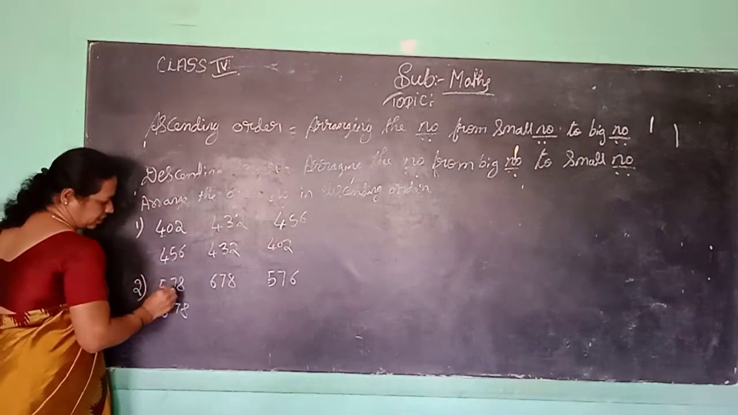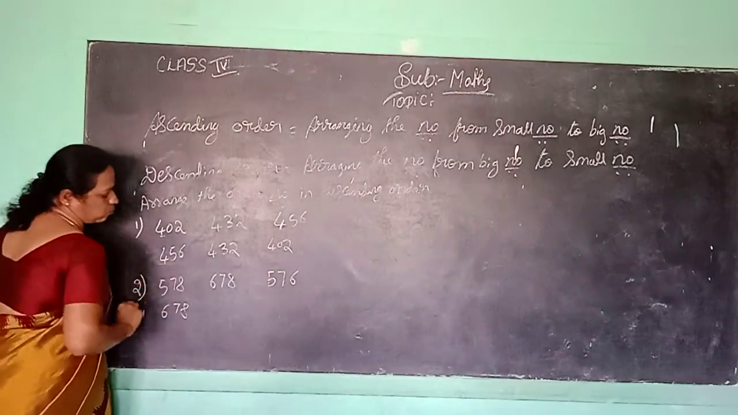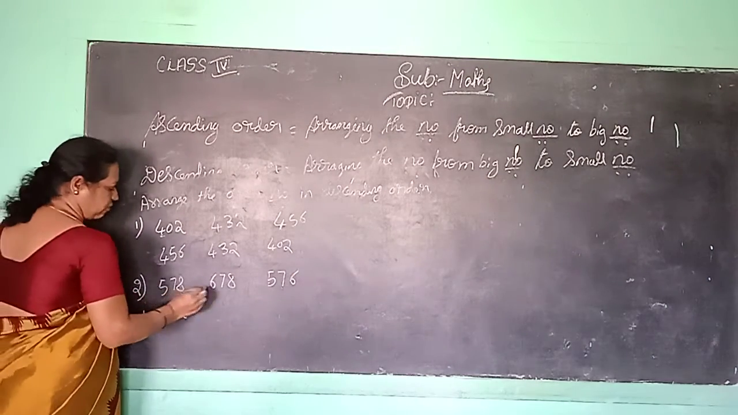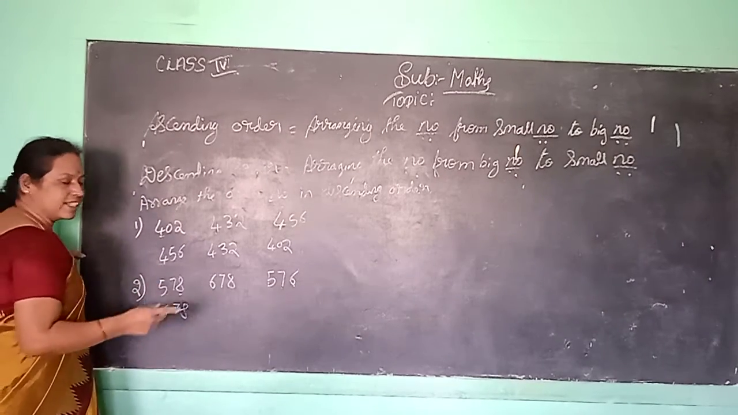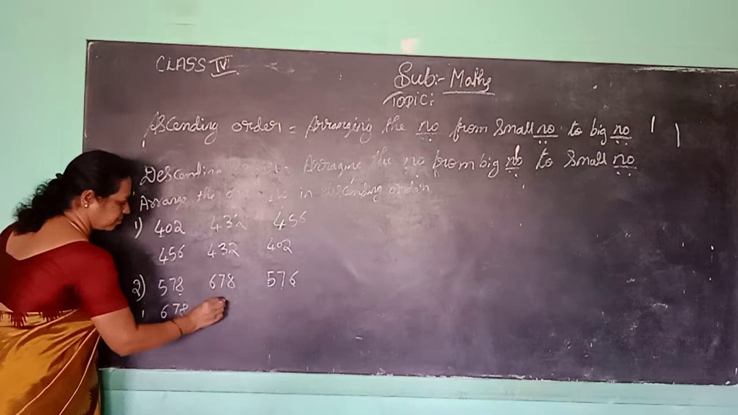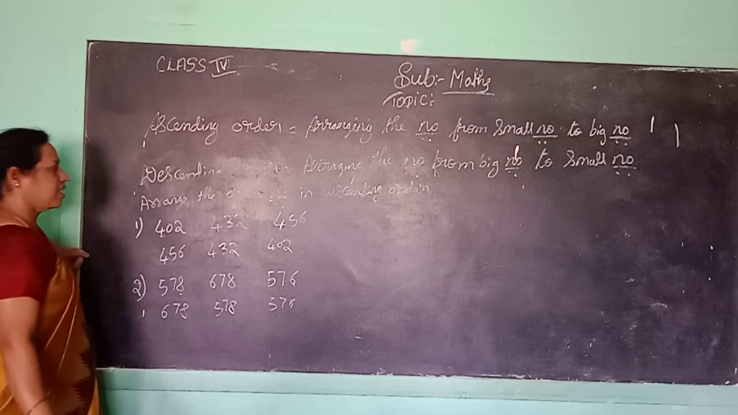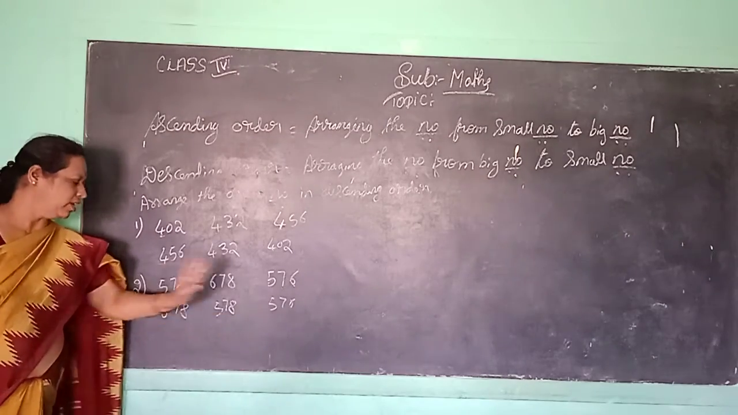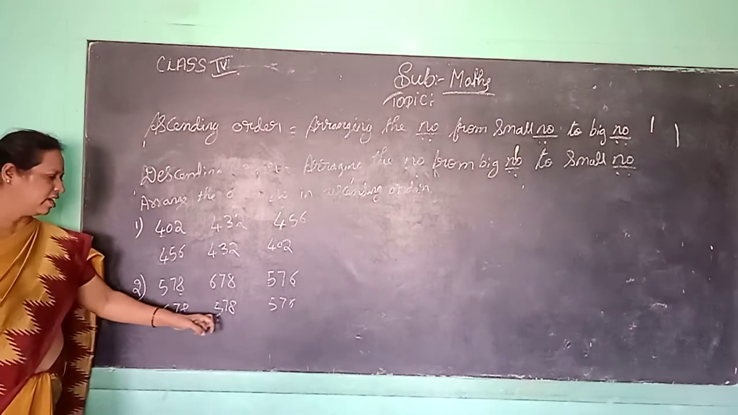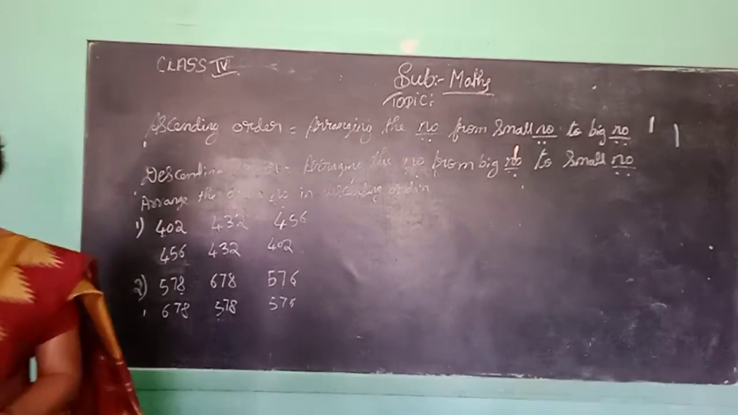See, 5 and 5, both are equal. See the tens place, 7 and 7, both are equal. Then see the ones place, 8 and 6. Which is greater? 8 is greater, so write this number. Next is, okay children, arranging in descending order means big number to small number: 678, 578, 576.